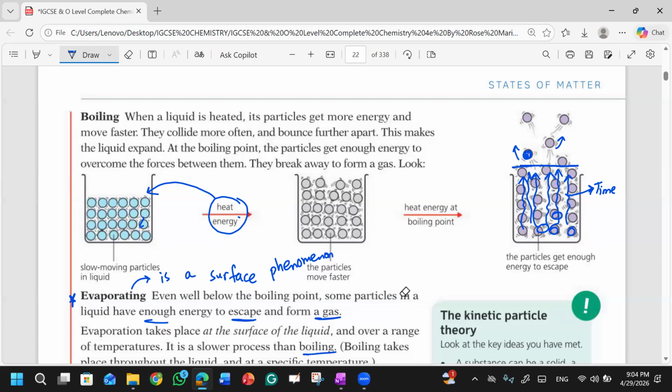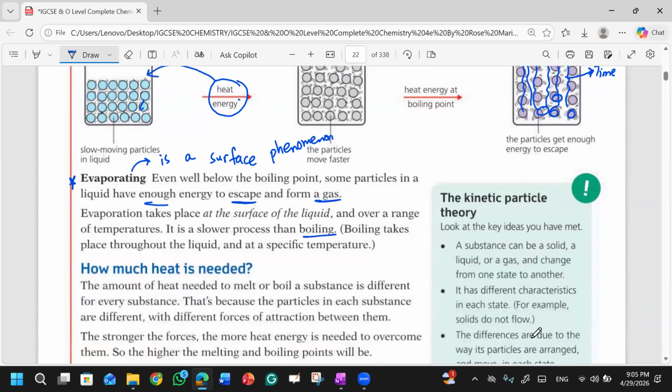Okay. The next question is: how will heat energy help to convert liquid into gas? Okay. So this was the evaporation.